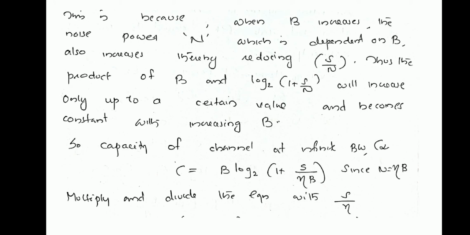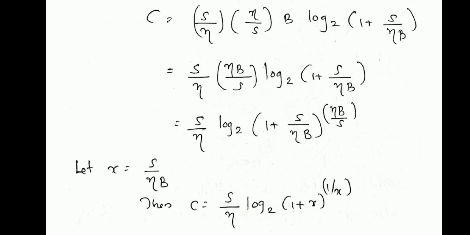It can be represented as C infinity. So we know what C is. C is equal to B log of 1 plus S by N, where N is eta B. For this equation we can multiply and divide by S by eta. So you will get C is equal to S by eta into eta by S, B log of 1 plus S by eta B.